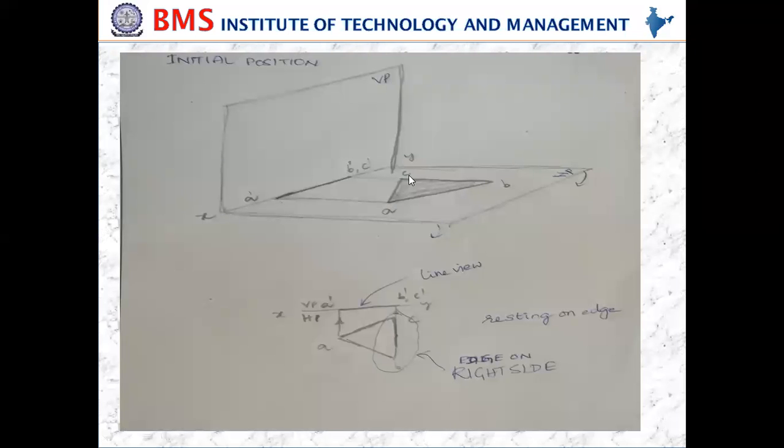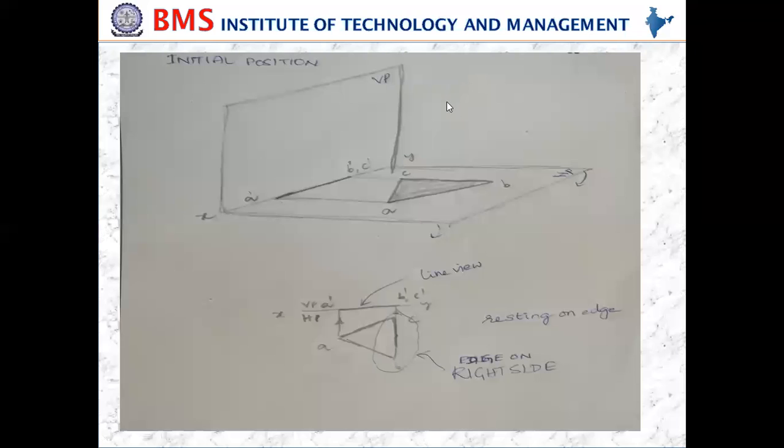One of the edges is resting on HP, I told. So I have taken it as BC, because I kept BC perpendicular to the vertical plane and also on the right side. When the observer is here, right hand side, in the sense BC is lying on the right side. See here, it is the edge on the right side. Which edge? BC.